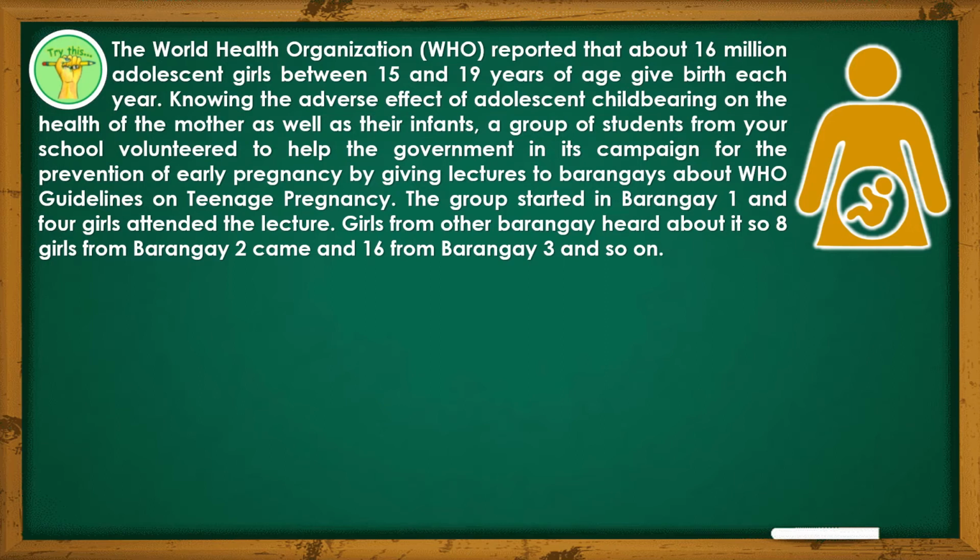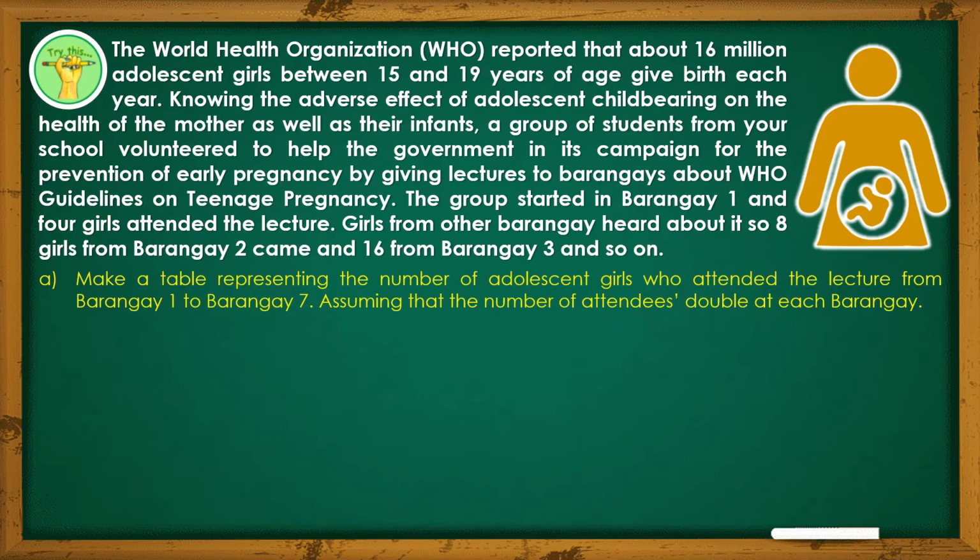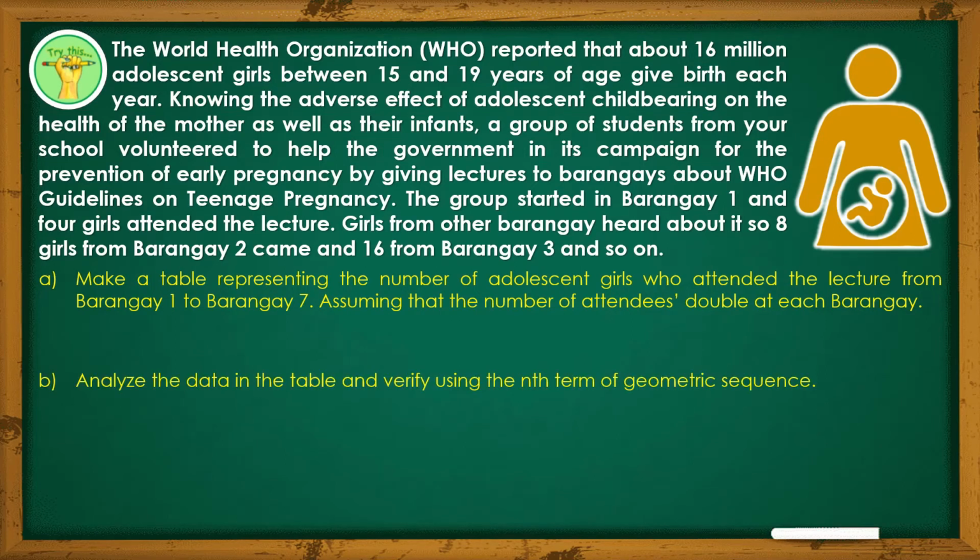Ngayon, ito yung mga dapat sagutin. A. Make a table representing the number of adolescent girls who attend the lecture from Barangay 1 to Barangay 7, assuming that the number of attendees double at each barangay. Analyze the data in the table and verify using the nth term of geometric sequence.